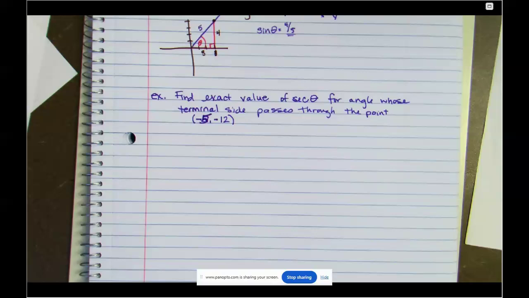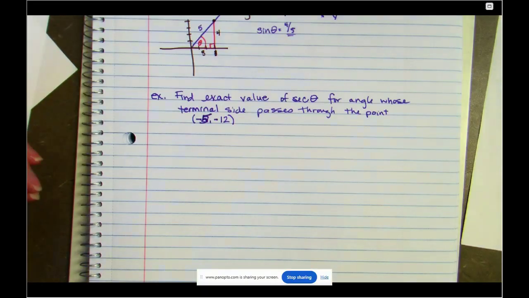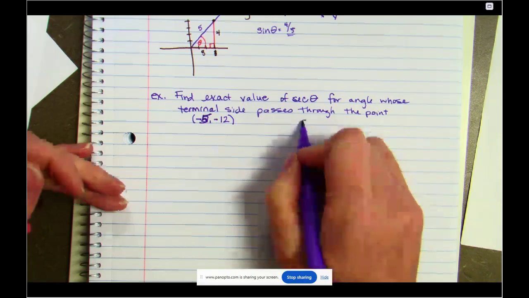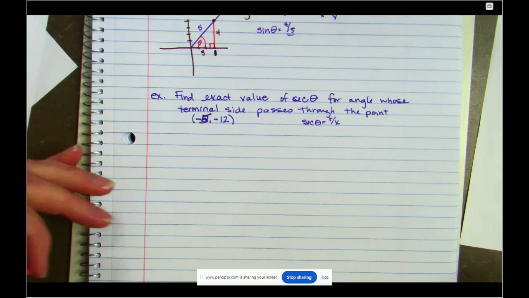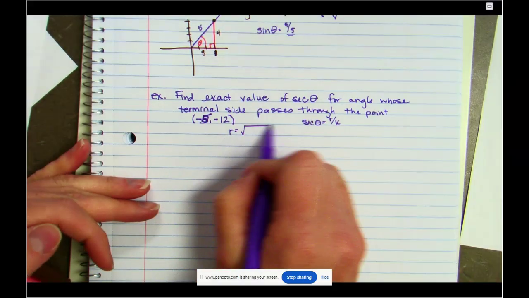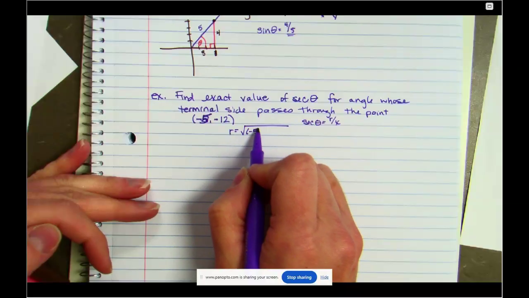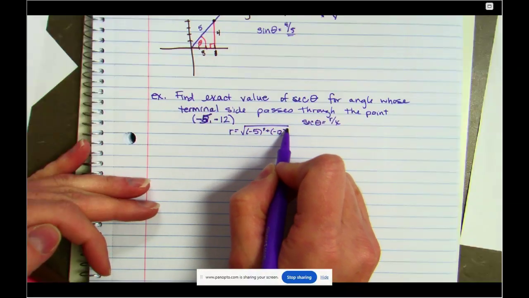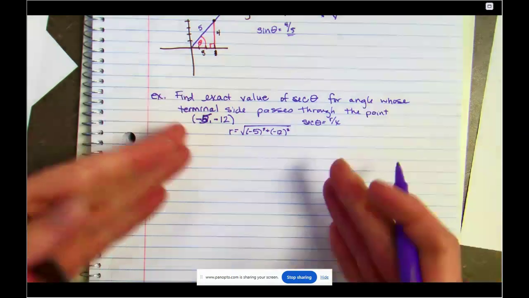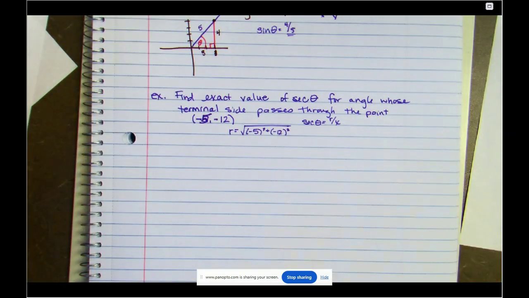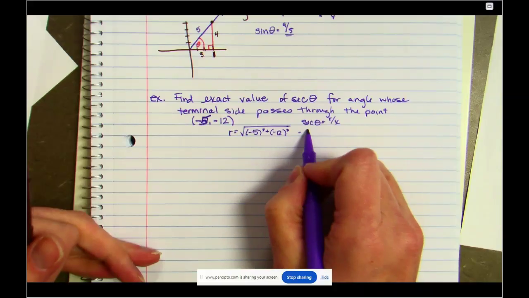Okay, so secant involves R because secant is R over X. So you've got to find the R, which is the formula at the top of that little section. So R is equal to the square root of X squared plus Y squared. You have to use parentheses or else ditch the negatives when you're calculating this, because that's probably the most common mistake, people screw up the negatives there. There's no imaginary numbers. This R is always positive. So R is 13.